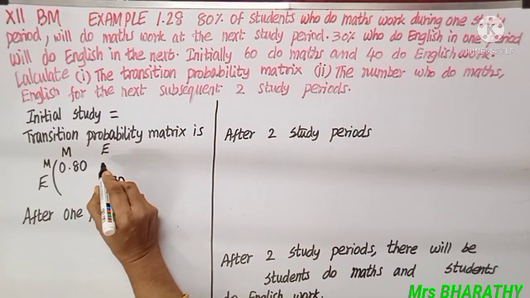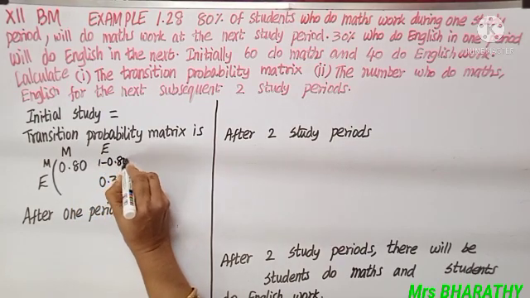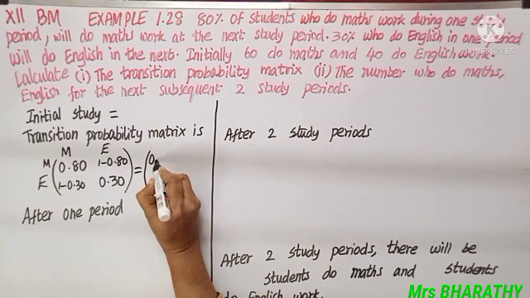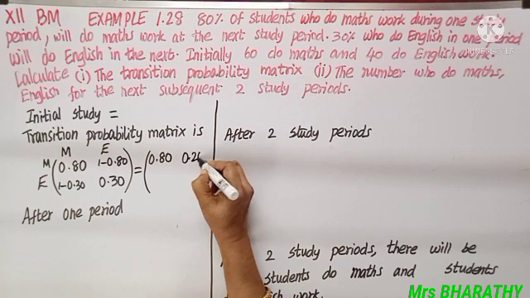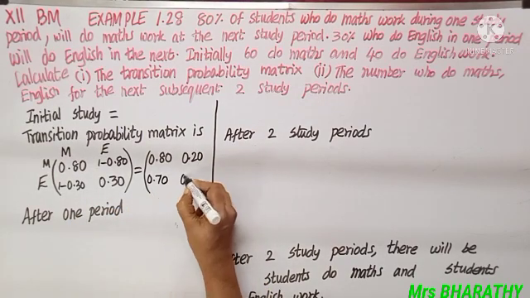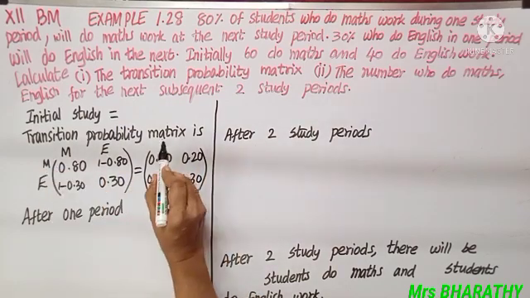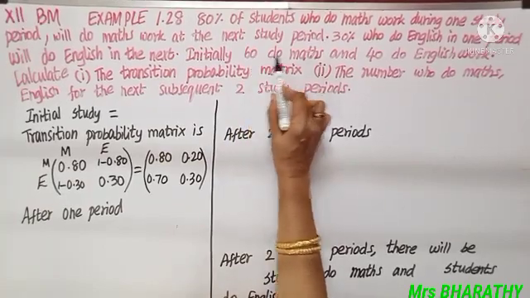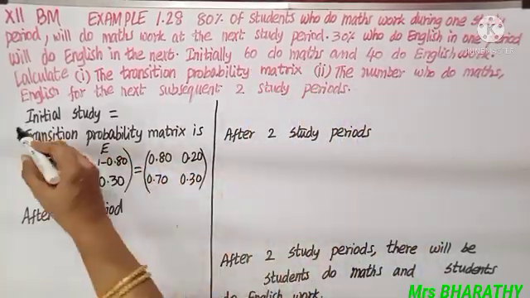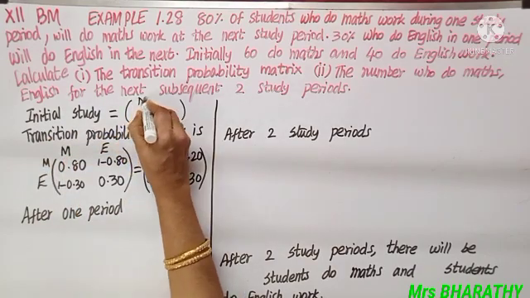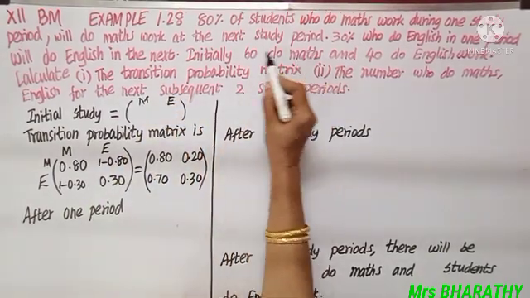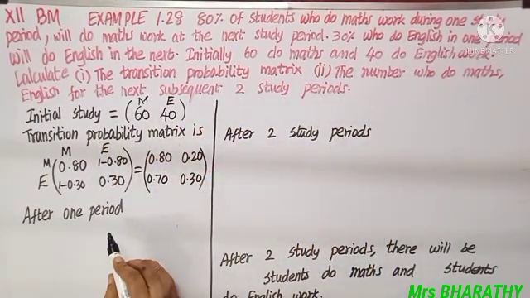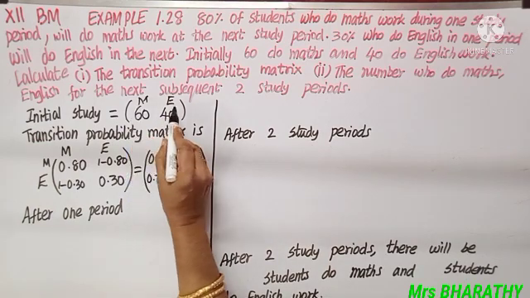So the remaining I have to fill up here. Here 1 minus 0.80, here 1 minus 0.30. As we simplify, we get 0.80, 0.20, and this is 0.70, 0.30. So the transition probability matrix we have achieved. What is the next line? Initially, 60 do Maths whereas 40 do English work. So initial study we have again Maths and English. How many of them do Maths? 60. How many of them do English? It is 40. So initially the study is shared as 60-40 for Maths and English.